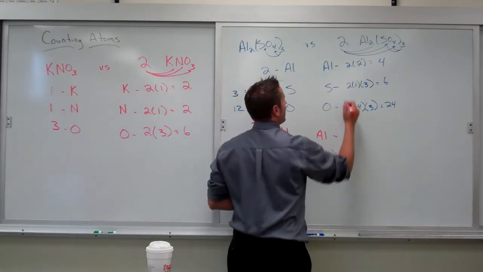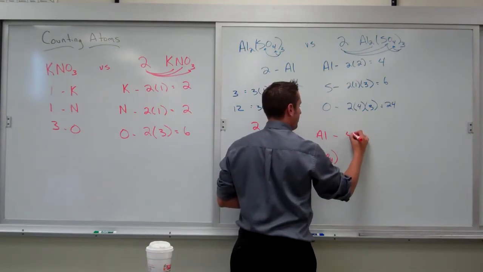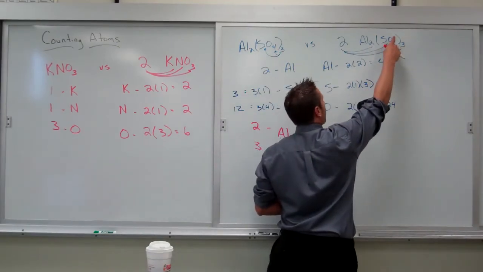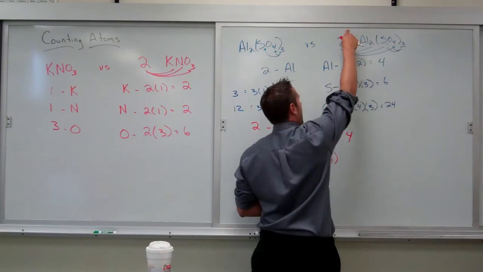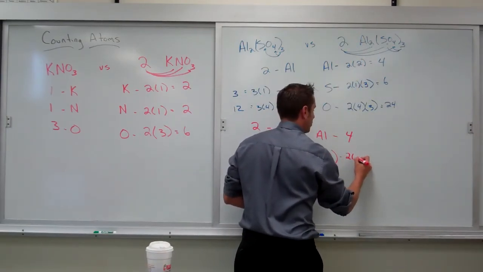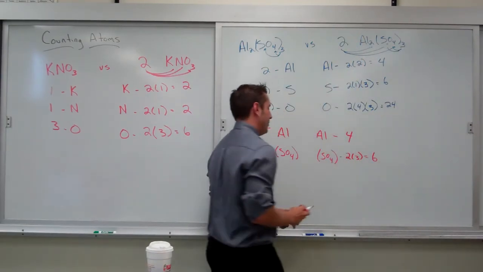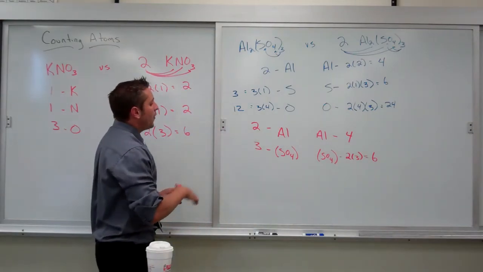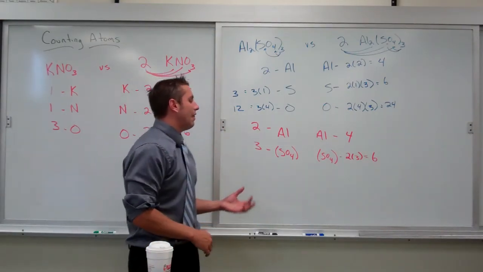Over here, same idea. 2 times the 2 Als would be 4. And now I have 3 SO4s times the 2 in front. I would have 2 times the 3 SO4s. I would have 6. And you will find that we will be doing that as well as we go through the chapter.